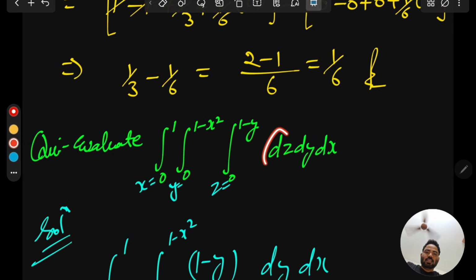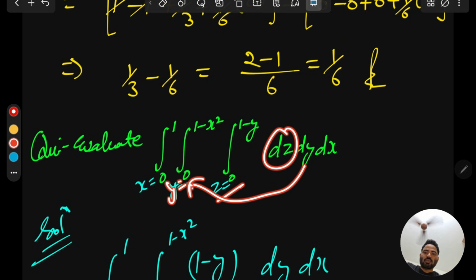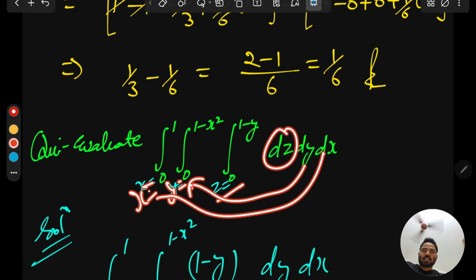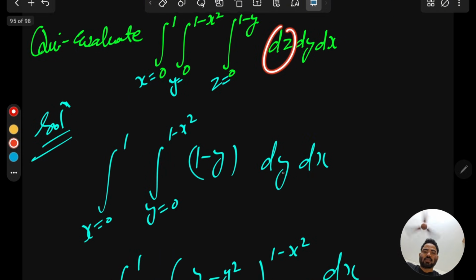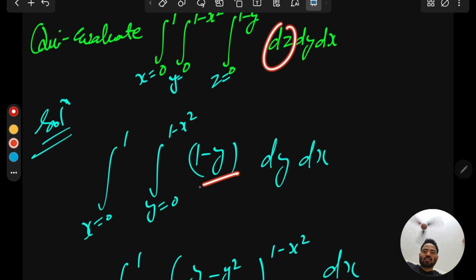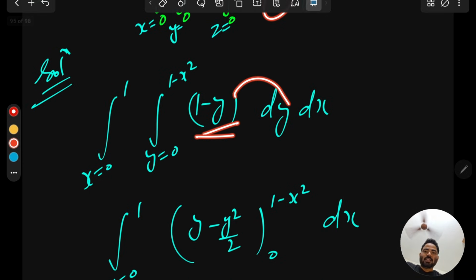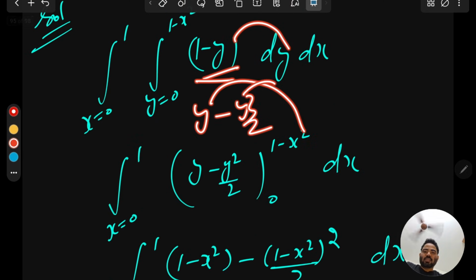Same here. See, this is z first. If you start with z, then next is the y limit, and this again becomes x. So it's simple, and after that you already know how to integrate. If you are integrating with respect to z, that means the others are constant. So just put the upper limit, and you are left with 1 minus y. Now it has become a double integral. Only y is constant, the others are variable. So y minus y square upon 2. Just put the y limit, the upper limit, wherever y is present.